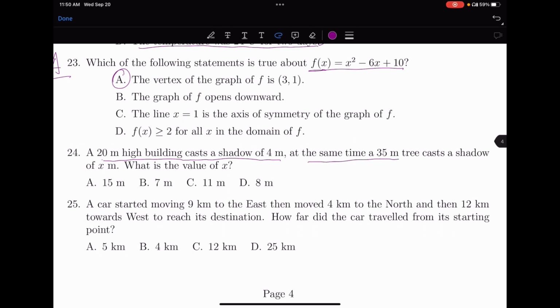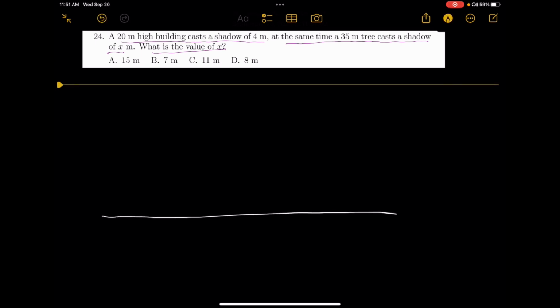Question 24. A 20-meter high building casts a shadow of 4 meters. At the same time, a 35-meter tree casts a shadow of x meters. What is the value of x? We have a 20-meter high building, and it casts a shadow of 4 meters. We also have a tree whose height is 35 meters and casts a shadow of x meters. Okay?